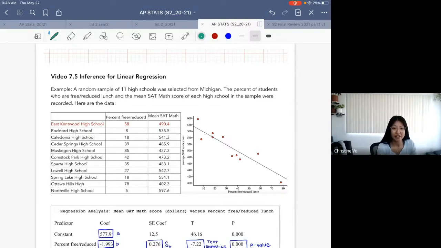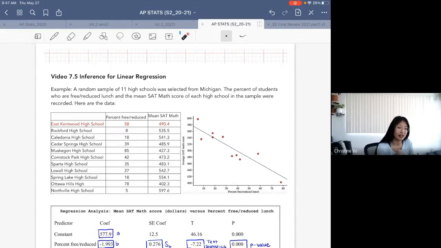So we have the high schools from Michigan, and then on the right side, we see their least square regression line as well as the data points that they have on here. And our goal is to figure out what type of association our average SAT math score has with percent of free and reduced lunch. So here is one sample that we have and that we plotted, and there's also a line for it.